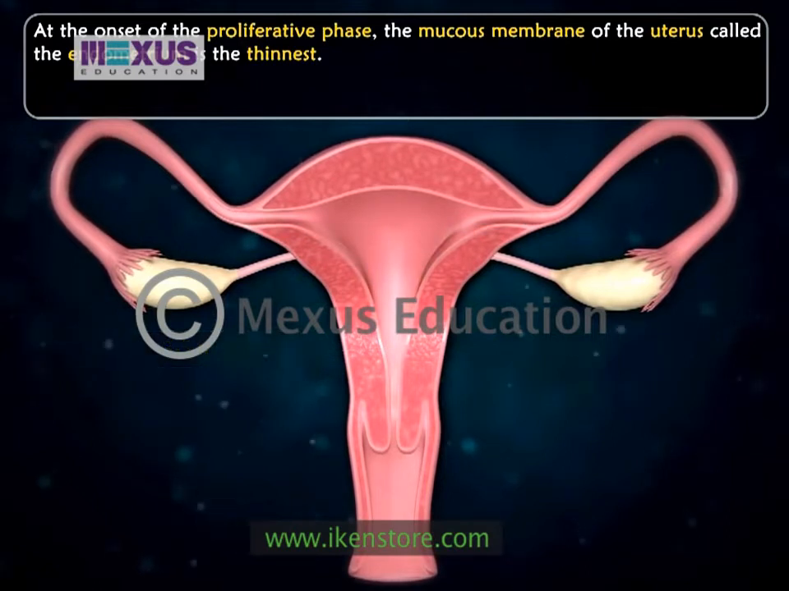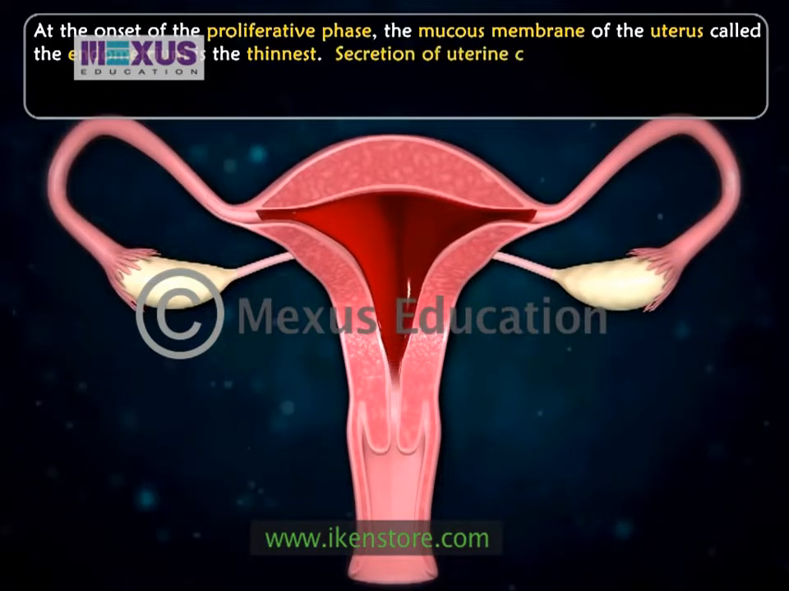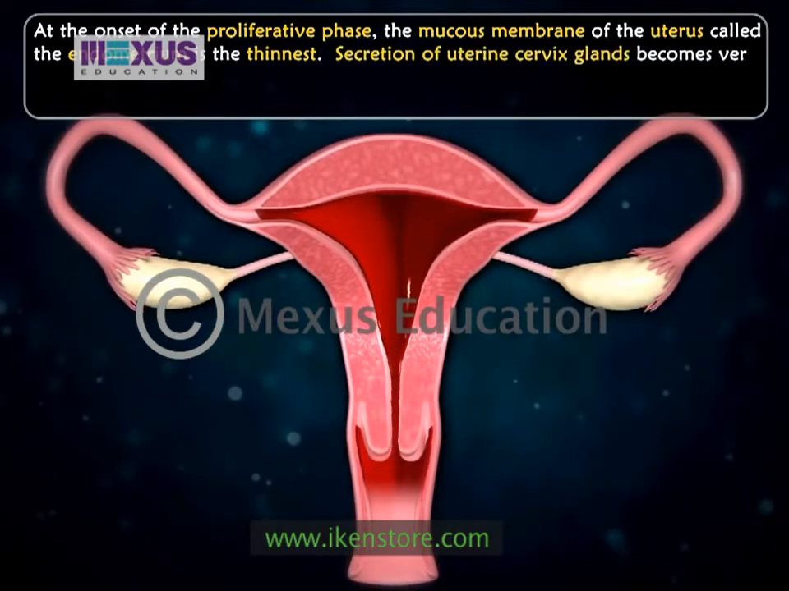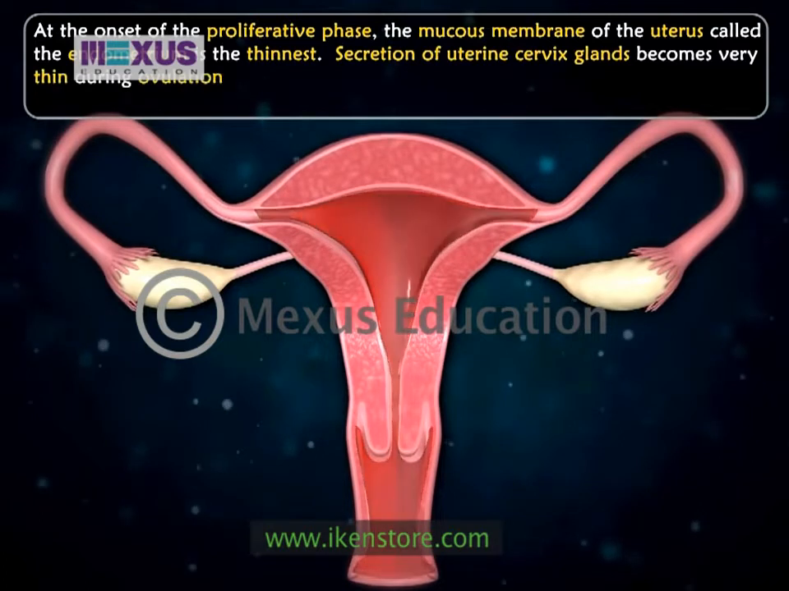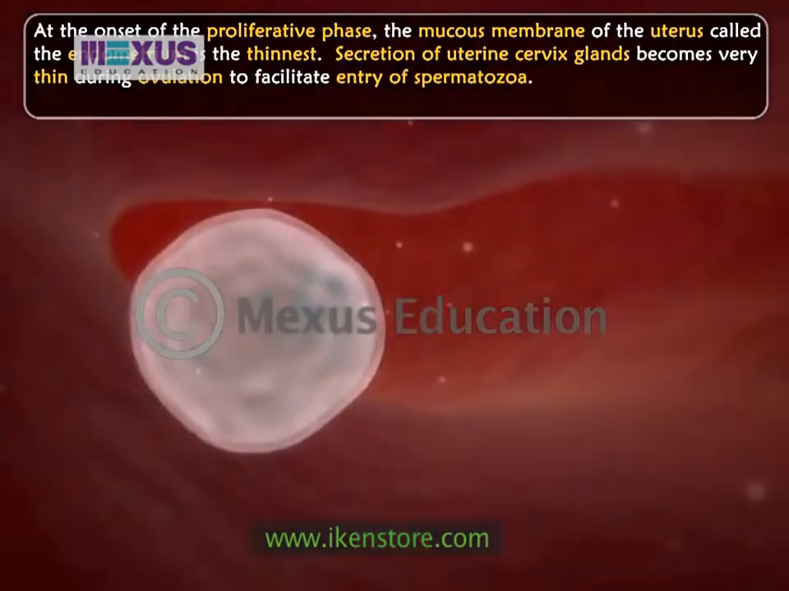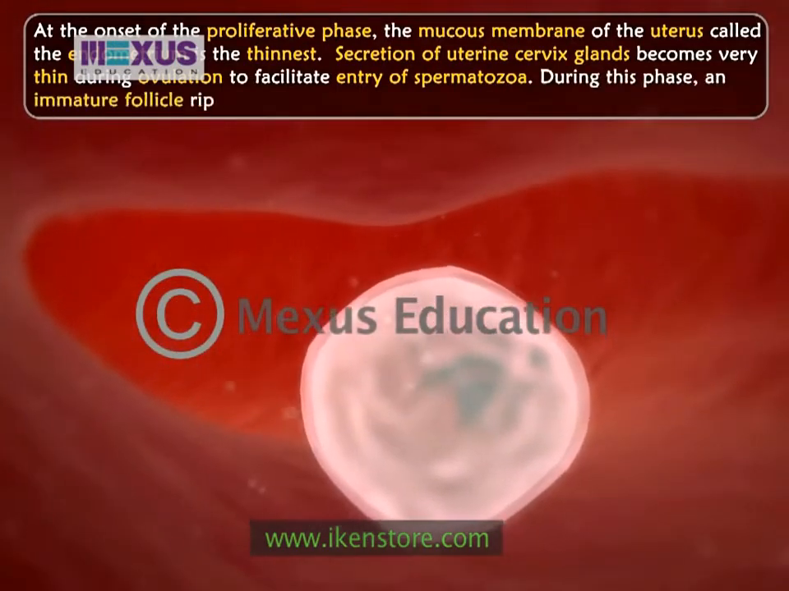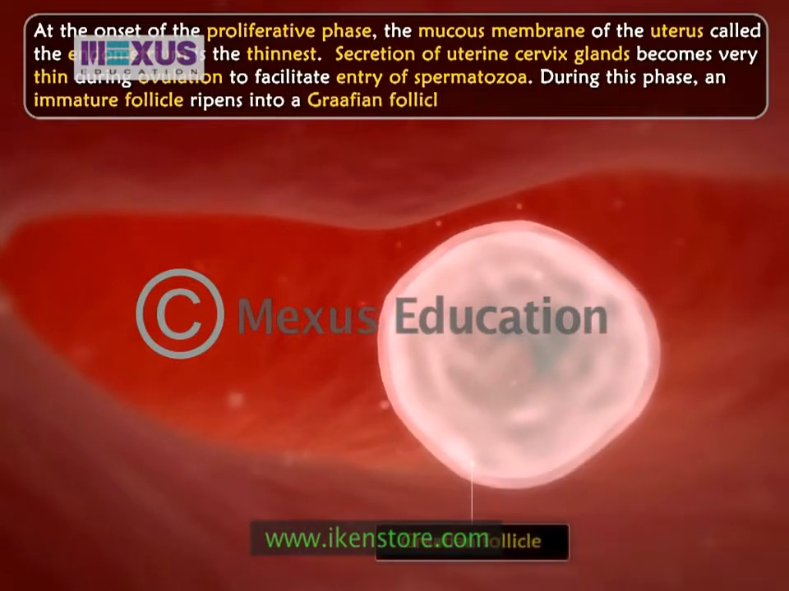The myometrial contractions become more powerful, and secretion of uterine cervix glands becomes very thin during ovulation to facilitate the entry of spermatozoa. During the proliferative phase, an immature follicle ripens into a Graafian follicle.